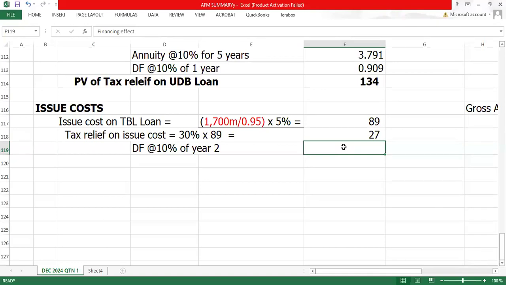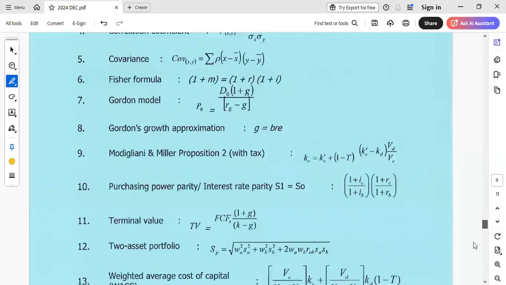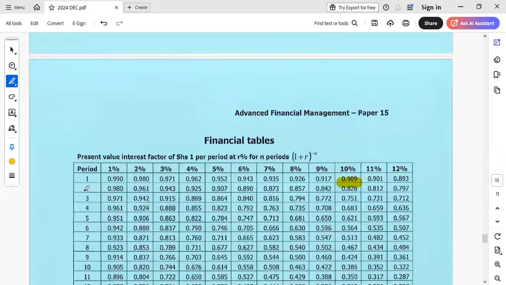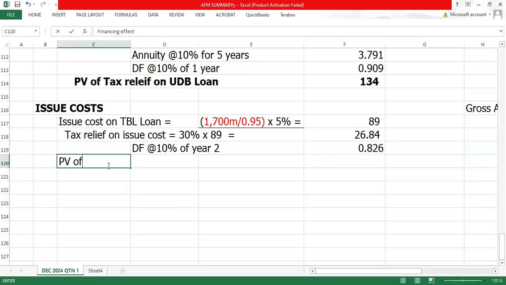We go back to our table since you're quiet. The first table, because you're looking at only 1 year. This is year 2. So I need this one. 0.826. And you get the PV of tax relief on issue cost.